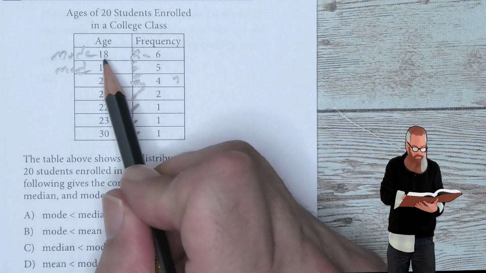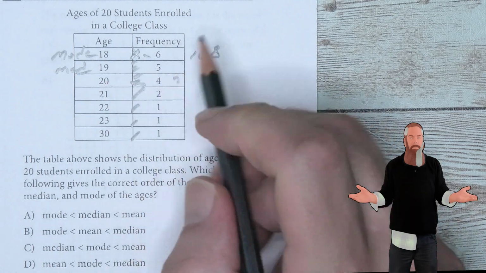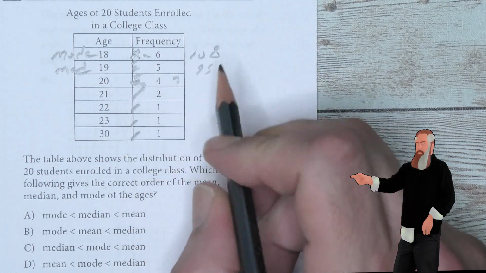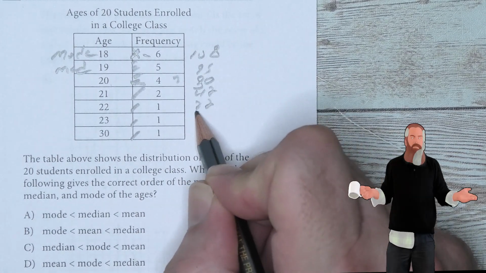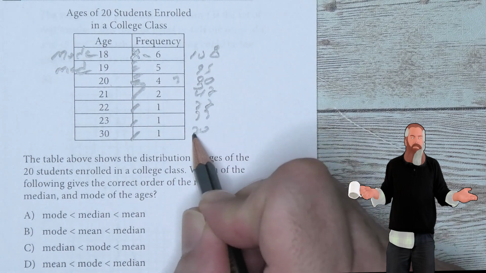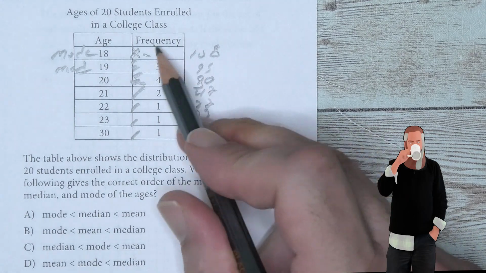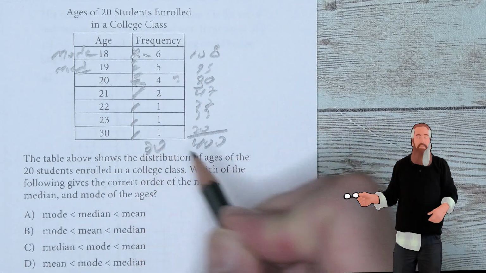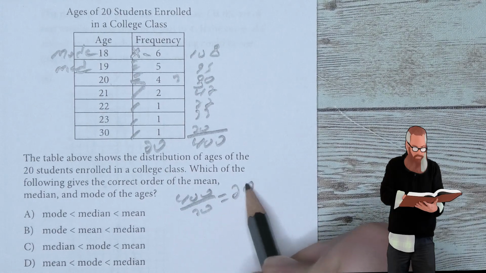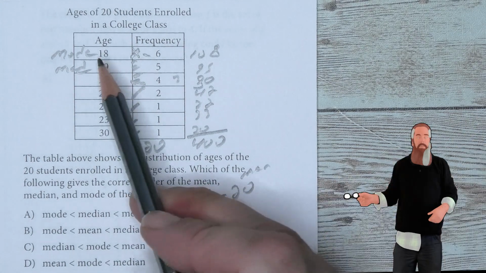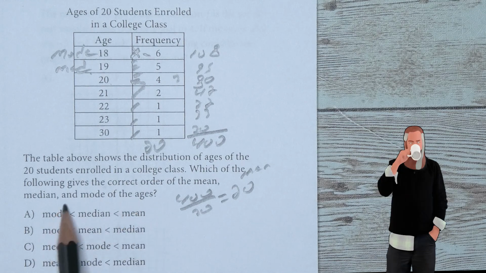And for the mean, I'm going to have to take 18 times 6 to get 108, and 19 times 5 to get 95, 20 times 4 to get 80, and so on for the rest. If I add all of them up, I am going to get 400. And out of the number that occurred entirely, there were 20. So 400 divided by 20 gave me 20 as a mean. That means I go mode, median, mean. Mode, median, mean. A is the answer.